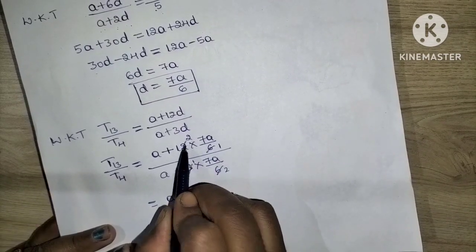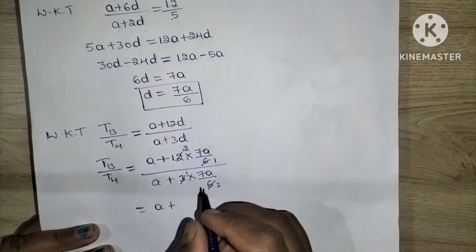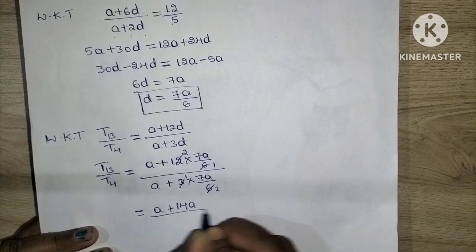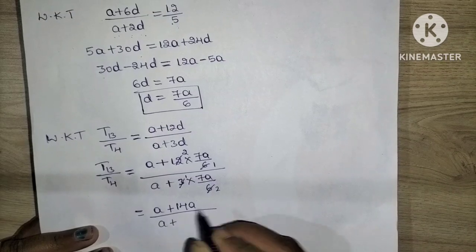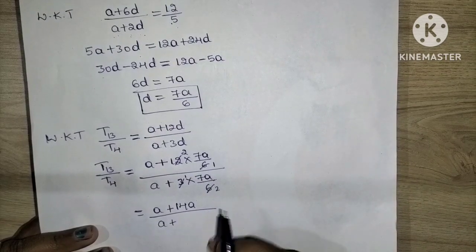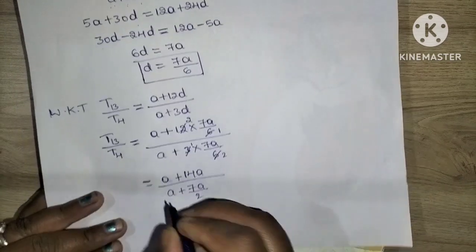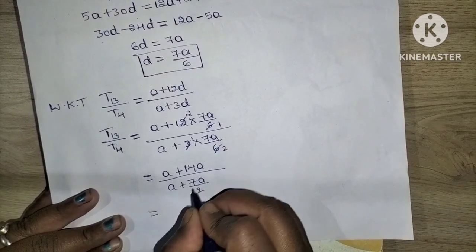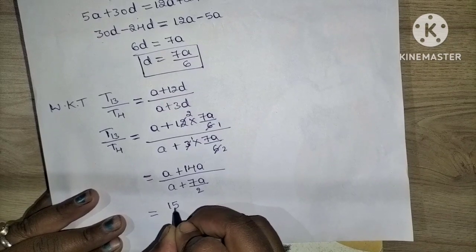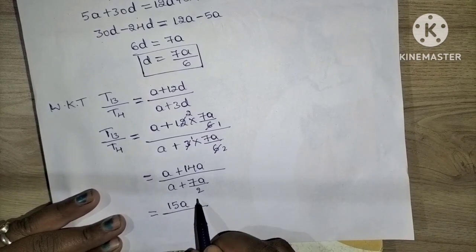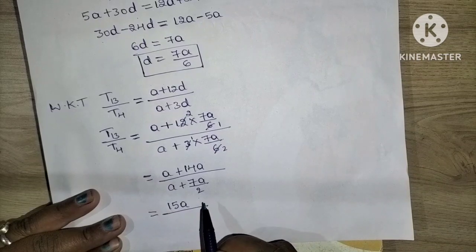Here we have a 2. 2 into 7, 2 7s are 14a. So 14a divided by a plus 7a divided by 2. So it is equal to a plus 14a, it will become 15a, divided by a plus 7 divided by 2a it is here.